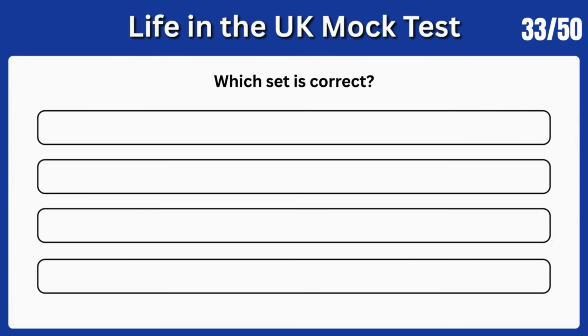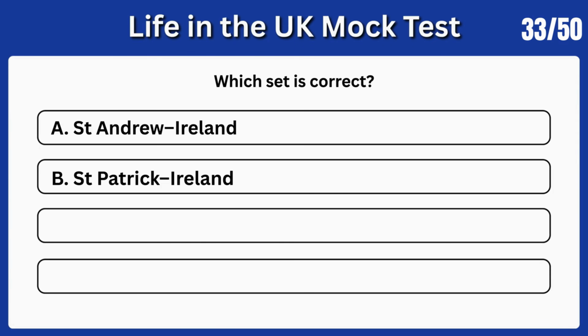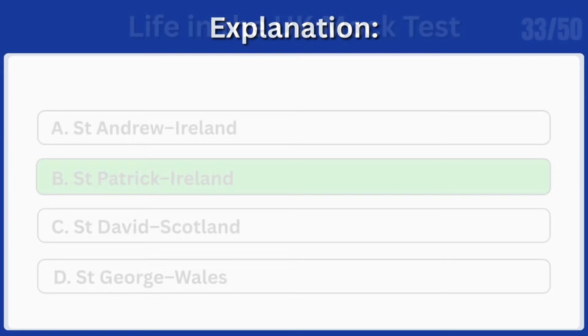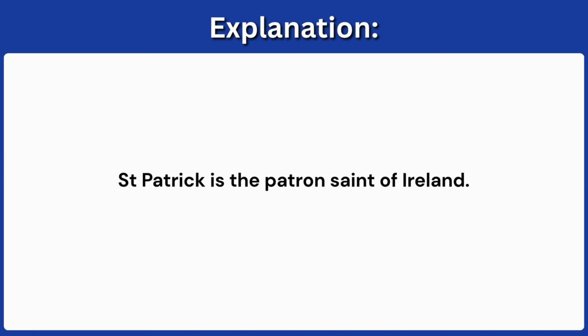Question 33. Which set is correct? A. St Andrew, Ireland. B. St Patrick, Ireland. C. St David, Scotland. D. St George, Wales. The correct answer is B. Explanation. St Patrick is the patron saint of Ireland.